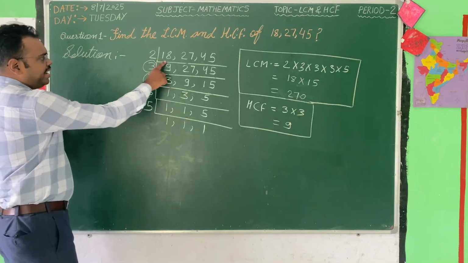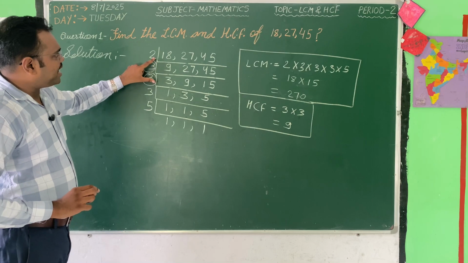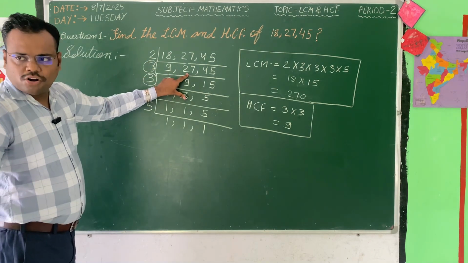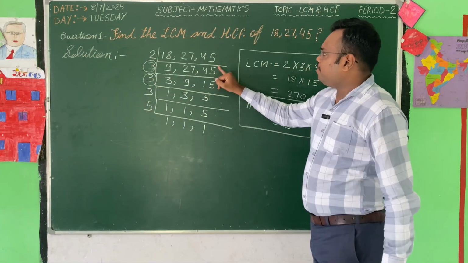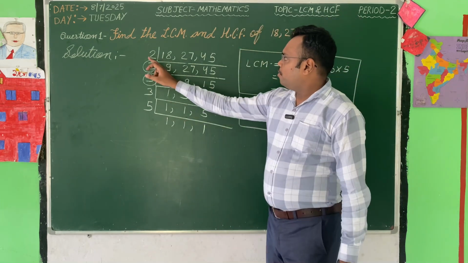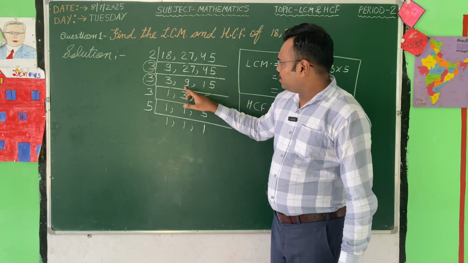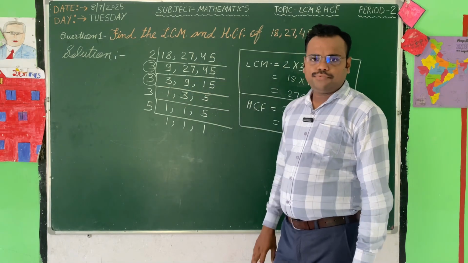See, 18, 27, 45. 18 is perfectly divisible by 2. 2 nines are 18. 27 is not divisible by 2, so leave it. And 45 is also not divisible by 2, so leave it. Now, next. 3 threes are 9, 3 nines are 27, 3 ones are 3, and 3 fives are 15.